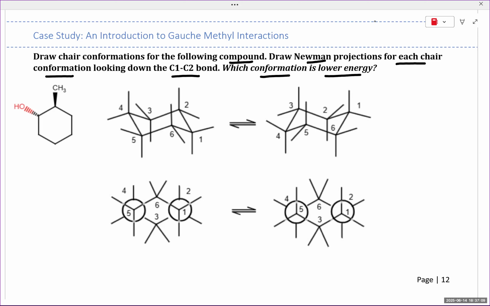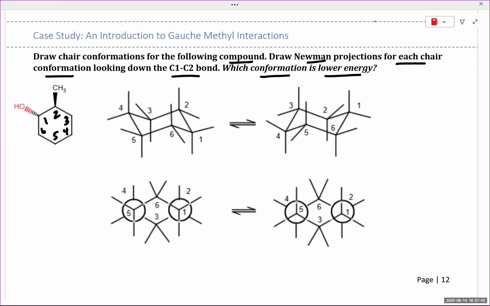Okay, so in this case, I'm going to label my carbons as 1, 2, 3, 4, 5, 6. There are many ways that we can number it. I'm just trying to think of the way that makes it easiest to see. Because we're looking down the carbon 1, carbon 2 bond, let's use this numbering convention. 1, 2, 3, 4, 5, 6.